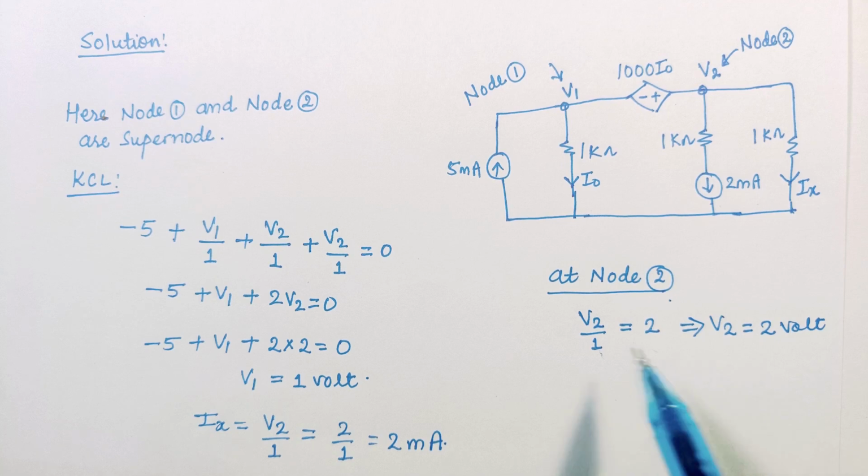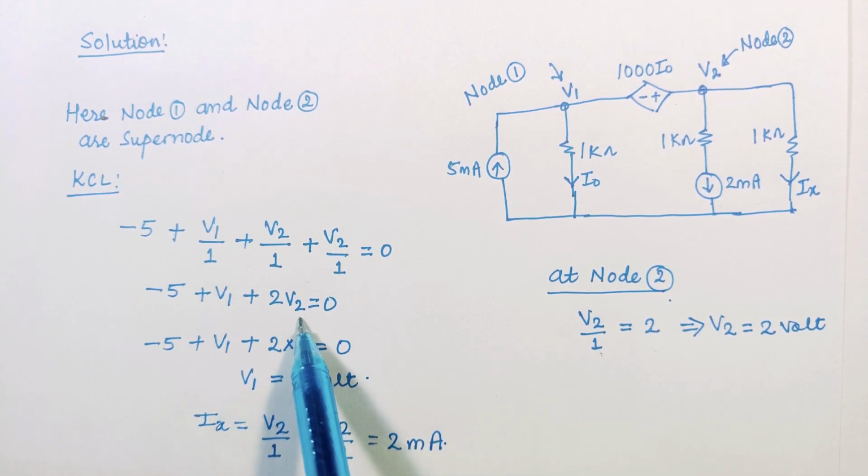Now we will put this 2 volt in this equation. Then V2 is written as 2 volt here. So V1 can be calculated as 1 volt.